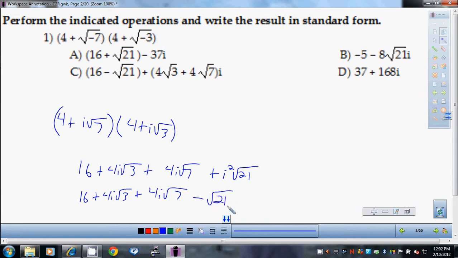And that's what you should get. Now, looking at that bottom line, that doesn't look exactly like any of our options. Which answer is it, given what we got for our bottom line here? Very good. You might have to move your things around. All they did was pair up the numbers without an imaginary number, 16 minus radical 21, and then they paired these two up and just factored out the i. They brought out the i, and then just put 4 radical 3 plus 4 radical 7. So it is C.